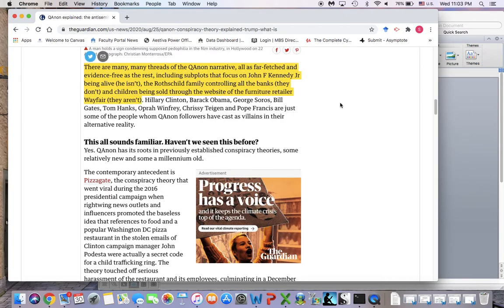Okay. So this is almost something. It's almost, they're almost being humorous about it, right? These are direct contradictions in parentheses to what the QAnon people believe. So it's an attempt at humorousness for a subject that's getting less and less funny by the day. So it's the JFK Jr. being alive, parentheses he isn't. The Rothschilds family controlling all the banks, parentheses they don't, and children being sold through Wayfair, parentheses they aren't.